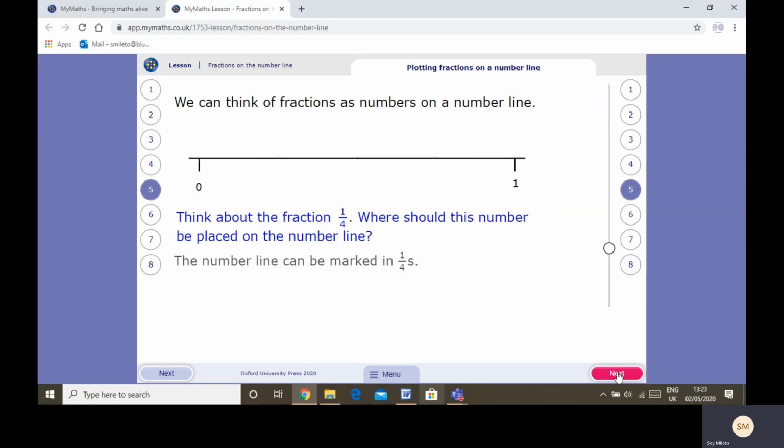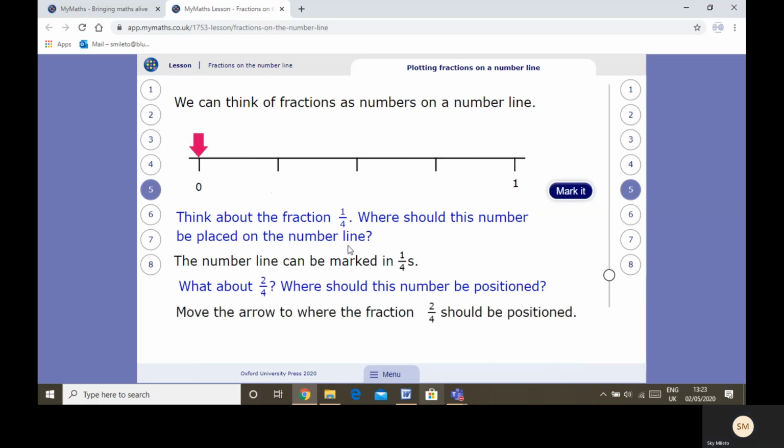So here we can see if we split this line into 4, okay, 0 to 1, then what would each of these be? It can be marked in quarters. Therefore, where would 2 quarters be? We know this is 1 quarter. We know this one must be 2 quarters. And I can check that by knowing that that's half and that's half. And we know that 2 quarters is the same as a half.